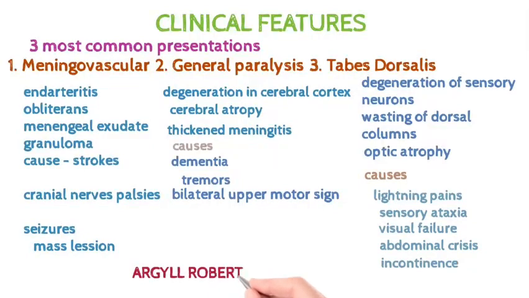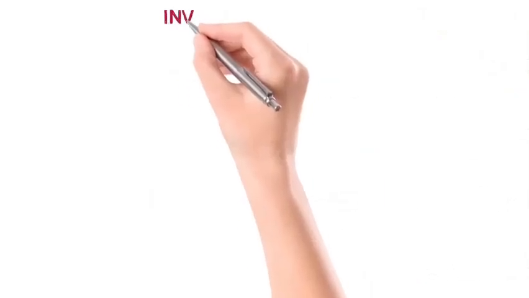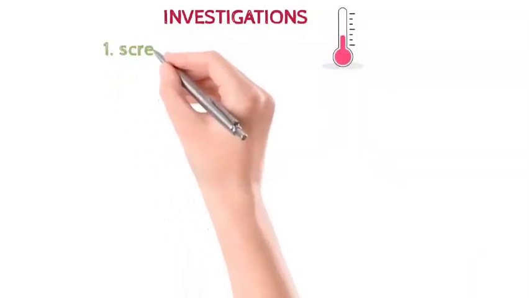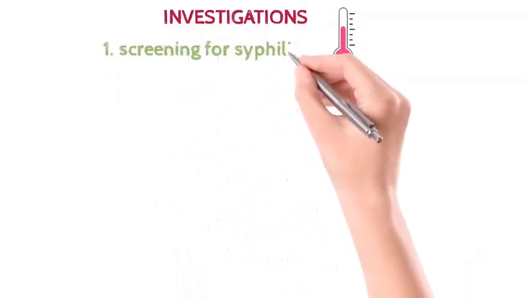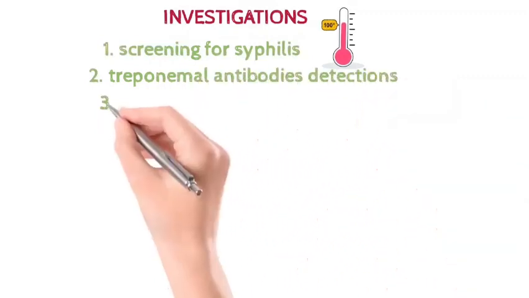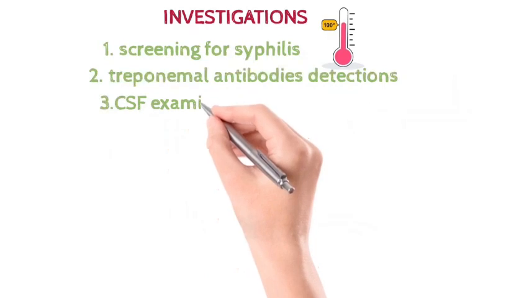Now look at the important investigations for neurosyphilis. First, we will do screening for syphilis. Second is treponemal antibody detection. Firstly, we will confirm whether the person is affected by syphilis or not. Third is CSF examination.